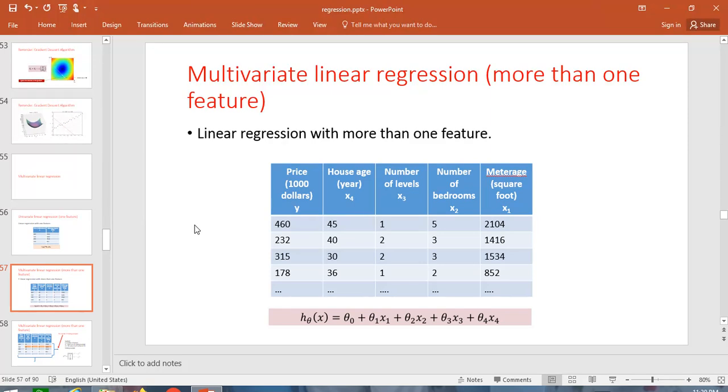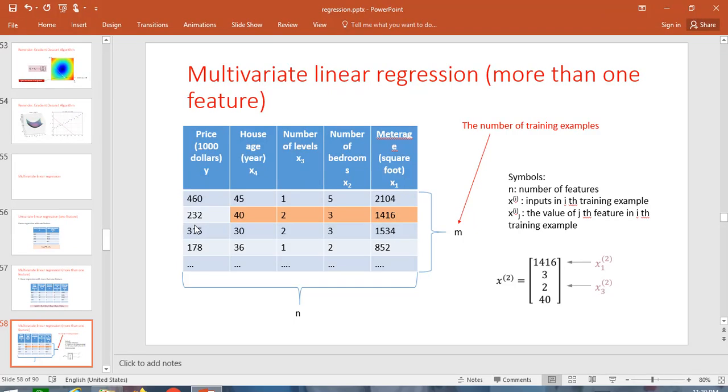As before, first we must have a training set and we must have a type of hypothesis of function. The number of features increased to 4, so the number of parameters is 5. The number of parameters is always n plus 1 if the number of features is n. Let's review the symbols again. We denote the number of training samples, which is the same as the number of rows in the training set table with m. We denote the number of features with n.